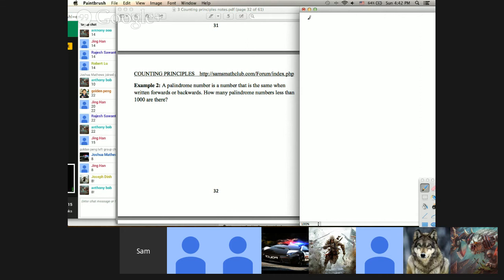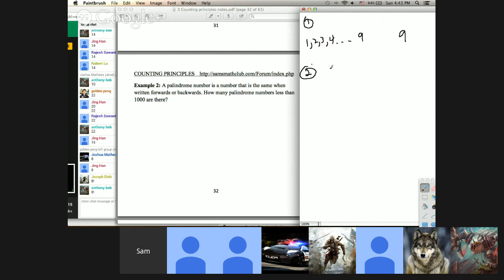In the 1 digit palindromes, there are 1, 2, 3, 4, all the way to 9. So all these numbers are palindromes, so there are a total of 9 here, because it's the same written forward and backwards since it's just 1 digit. So the next set we're going to use is the number of two-digit palindromes. So basically, we're breaking 1,000 into different little sets.